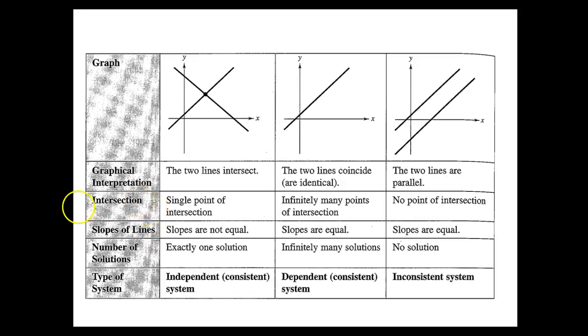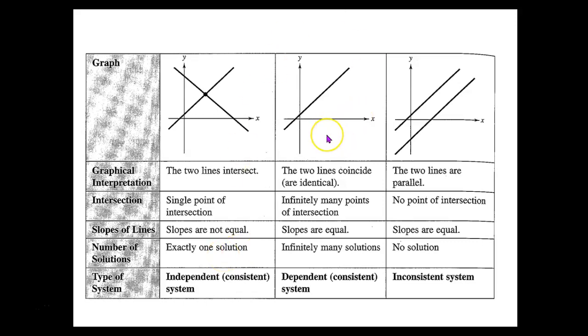Now, usually when you have a system of two linear equations, where the graphs of the two equations are straight lines, usually those two lines intersect in some particular point. And then the coordinates of that point would be the solution to your system. So in that case, we would say the system is independent and consistent, and it would have exactly one solution. But there are other possibilities.